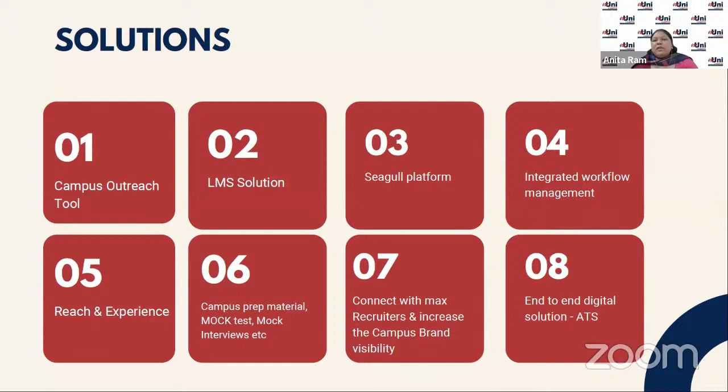Then campus for non-eligible candidates. You connect with maximum recruiters and increase the campus brand visibility so that even colleges in tier two cities and students from different geographical locations get an equal opportunity to participate in campus placement. And last but not least, the solution for poor insight. We provide you an end-to-end digital solution, our application tracking system, which, as I said, will give you clear insight and a clear reporting mechanism in a single view to understand the entire hiring process, both for recruiters as well as for the institute.